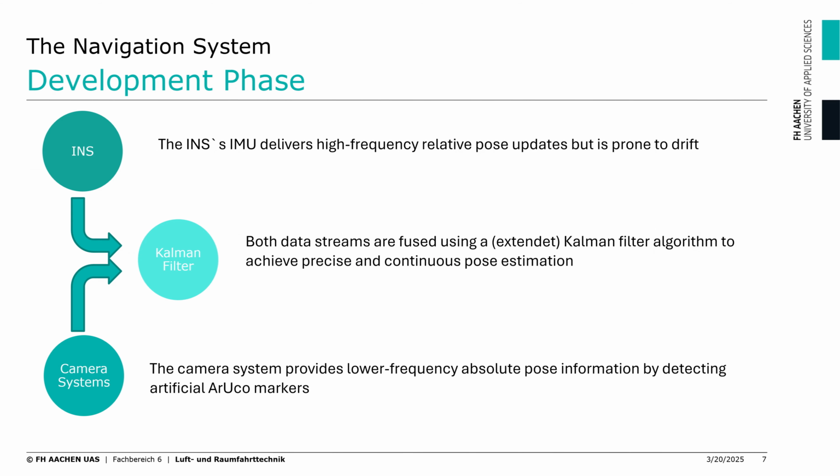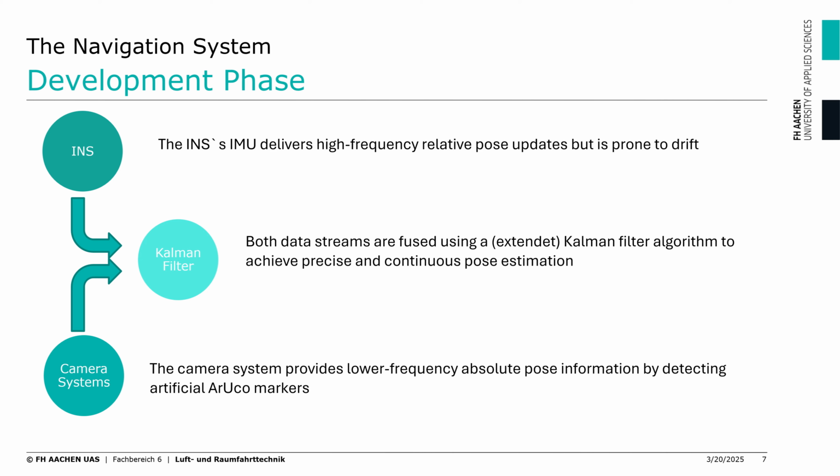Now let's talk about the design of the navigation system. The designed navigation system consists of two types of sensors. On the one hand, an inertial navigation system, or in short INS, is used, which is based on the integration of acceleration and rotation rate measurements by an IMU. The IMU of the INS provides high frequency but relative measurements that are subjected to the influence of drift.